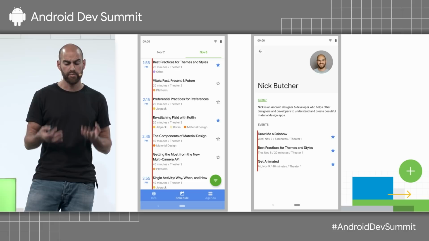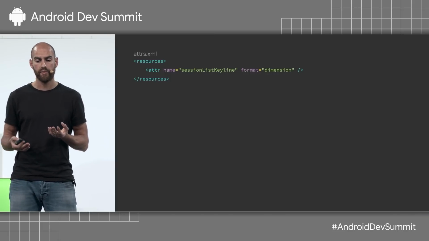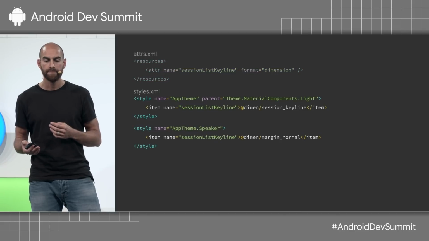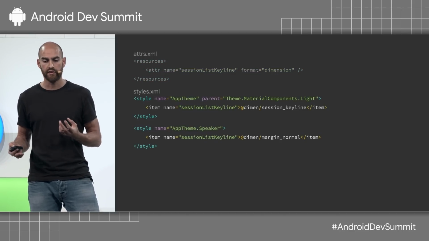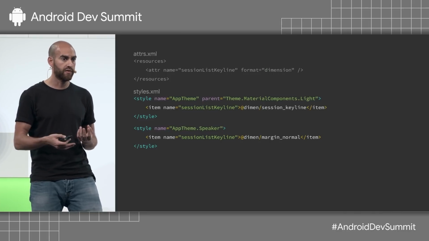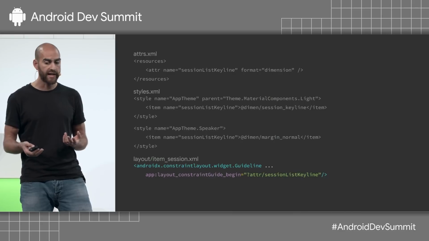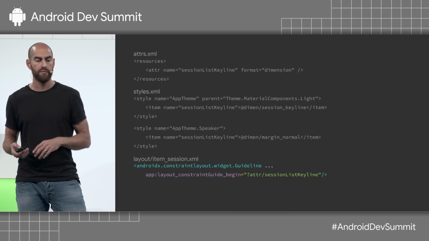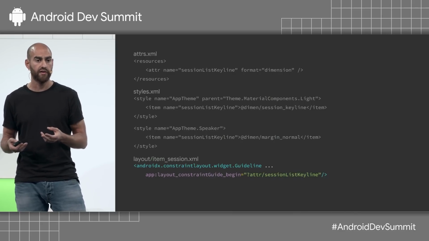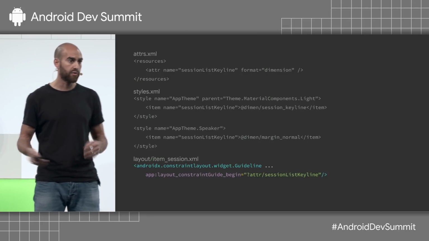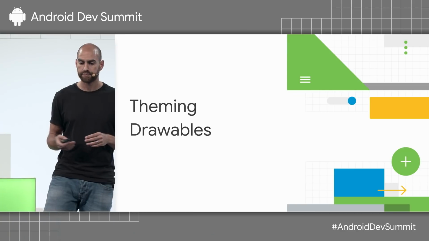So to accomplish this, we defined our own theme attribute. Here in our attrs file it's called session list keyline. And then in the different activity themes for those two screens, we can provide different dimension values for that keyline. And then we just have to have a single layout which references that theme attribute using the question mark attr syntax in order to vary it without having to create separate layouts which you then have to maintain, etc.